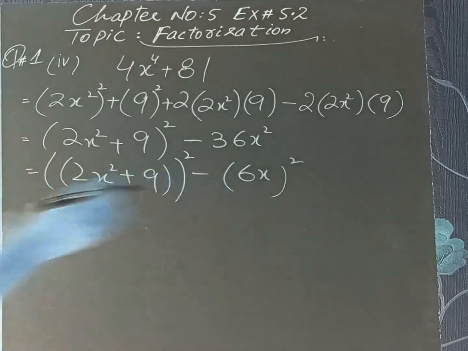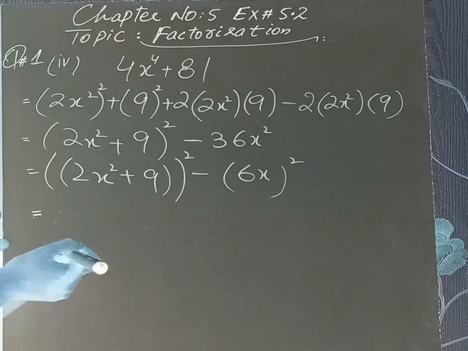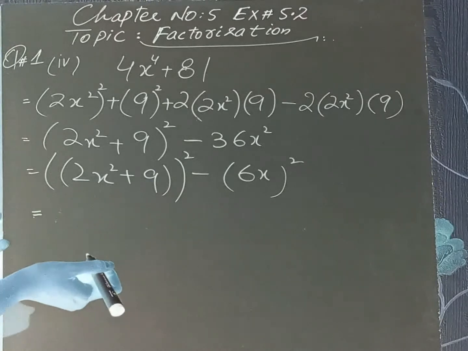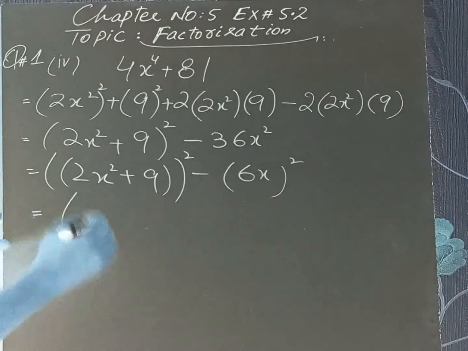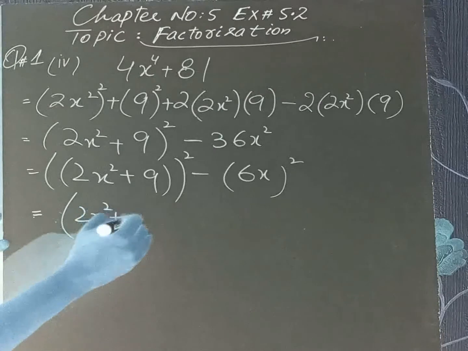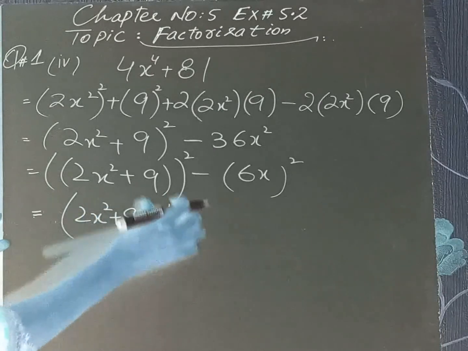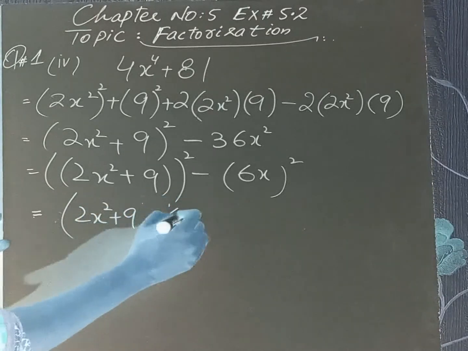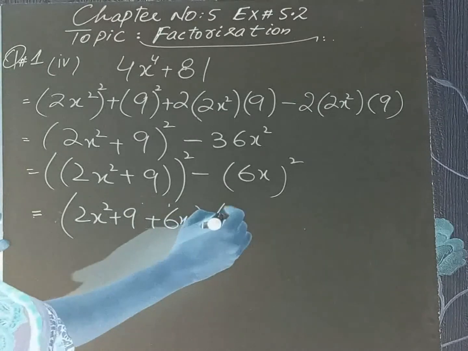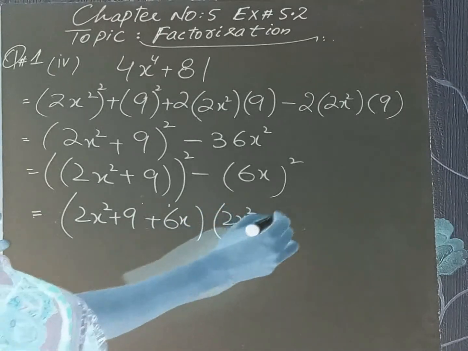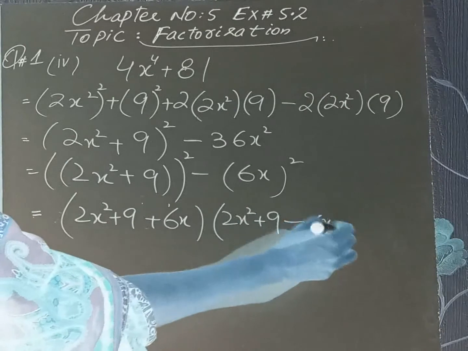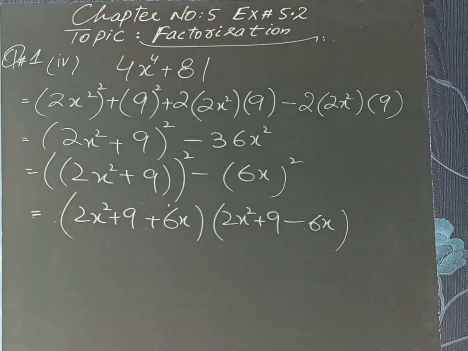Now a squared minus b squared, the formula of a squared minus b squared is (a plus b) into (a minus b). A is 2x squared plus 9, and b is 6x. So a plus b is 2x squared plus 9 plus 6x, and a minus b is 2x squared plus 9 minus 6x. So this is the factorized form of this.